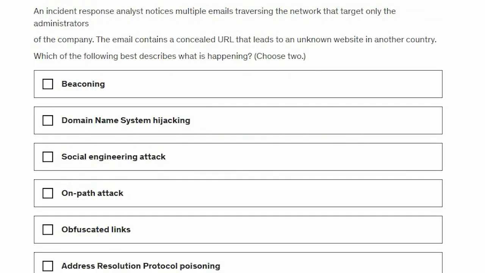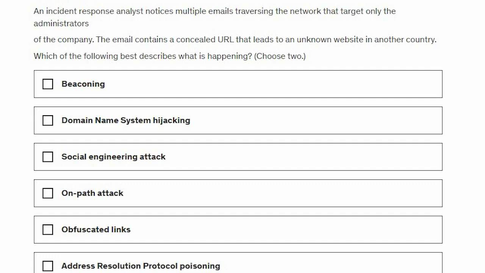Question number 3. An incident response analyst noticed multiple emails traversing the network that target only the administrator of the company. The email contained a cancelled URL that leads to an unknown website in another country. Which of the following best describe what is happening? Choose 2.